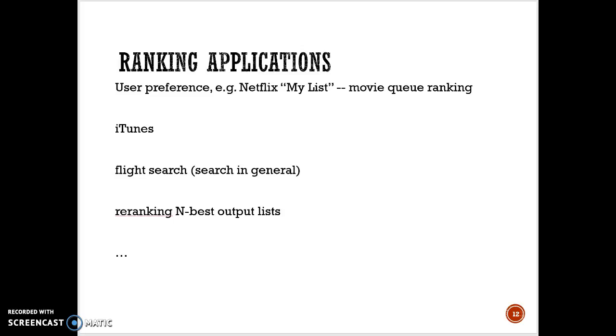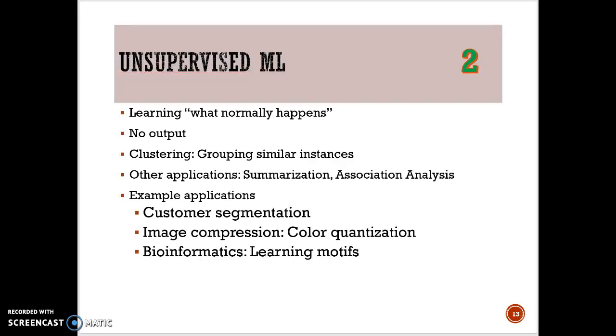So as I said, it's in Google, Netflix, my list, iTunes, flight search, etc. So we finished the supervised learning. Now unsupervised learning. In unsupervised learning, basically, we give the training data without telling the labels. That's the distinct difference between supervised learning and unsupervised learning. In unsupervised, you don't give the label, so learn what normally happens, and there's no output for specific test data.